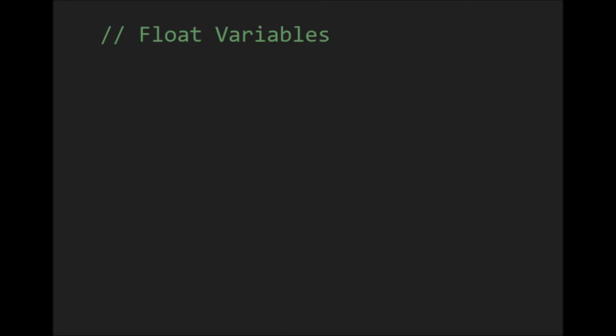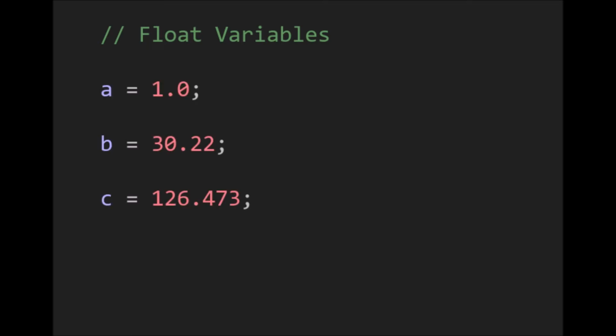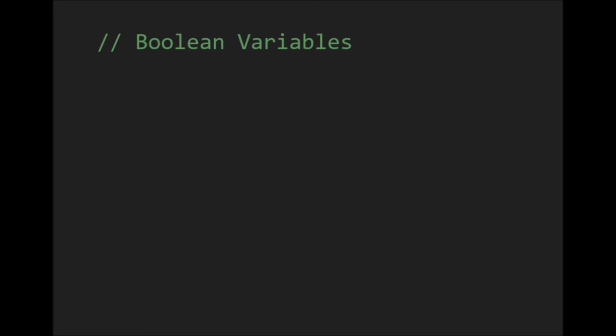A float variable is a variable containing only floating point values. A float is a number containing a decimal. Floats are used when more precision is needed. Examples of floats are 1.0, 30.22, 126.473, 500.6. A Boolean variable is a variable that can only be true or false.